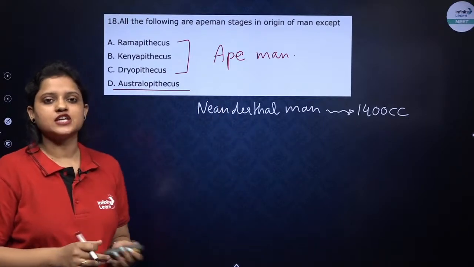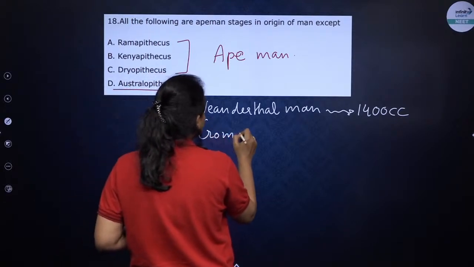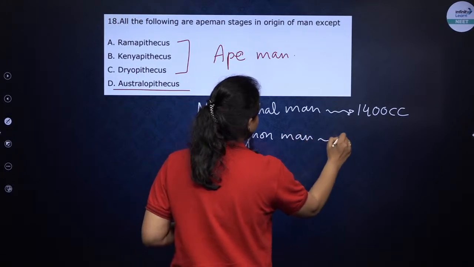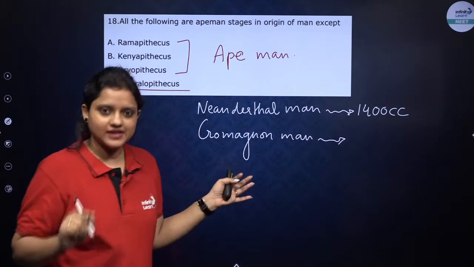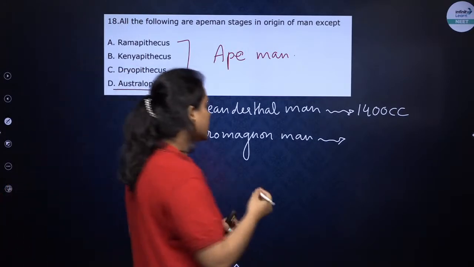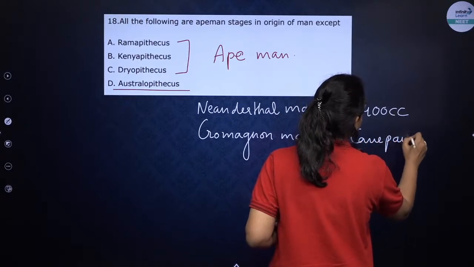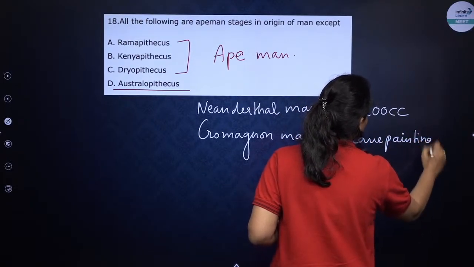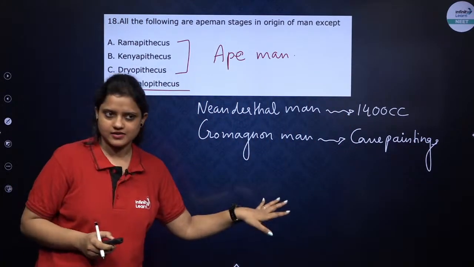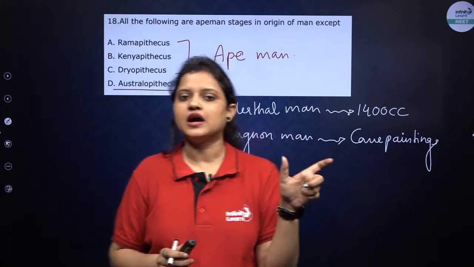One more question is asked from Cro-Magnon man. We can see cave paintings made by Cro-Magnon man in the caves of MP. Right? So I will write it here. Cave paintings are associated with Cro-Magnon man.